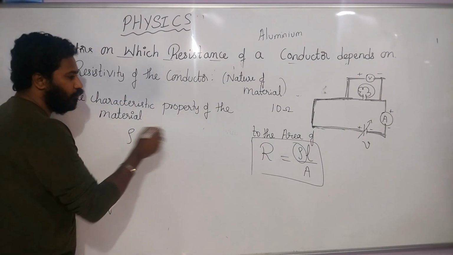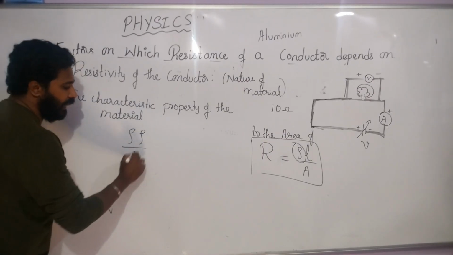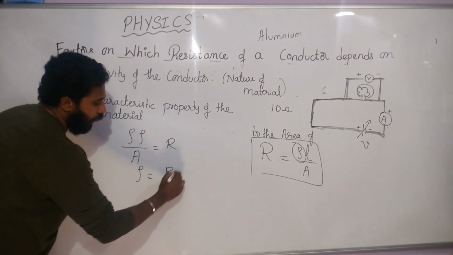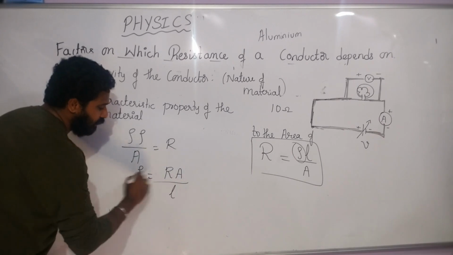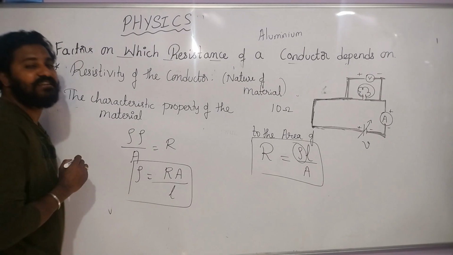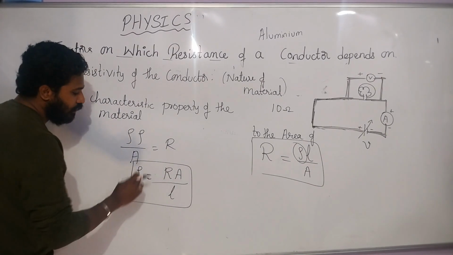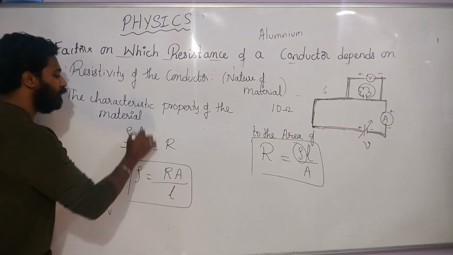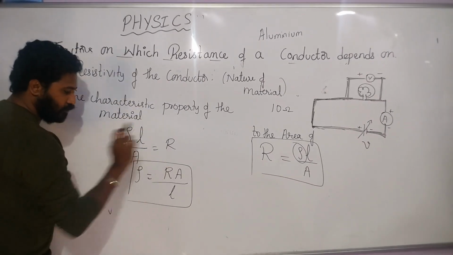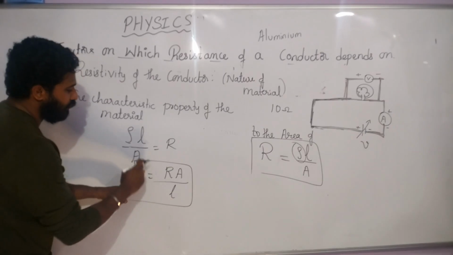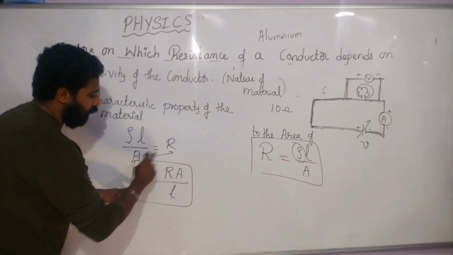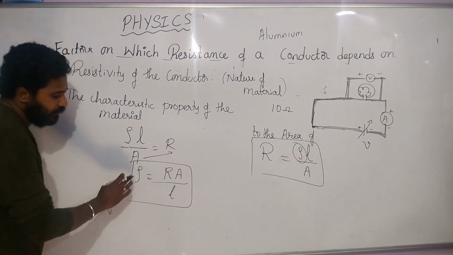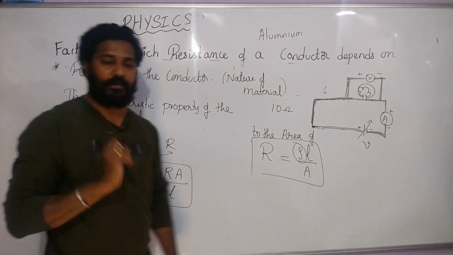So you know that R = rho L by A. So rho = RA by L. This is the expression for resistivity. Rho L by A is equal to R; A goes to the other side and L comes here, so rho = RA by L. This is the expression for resistivity.